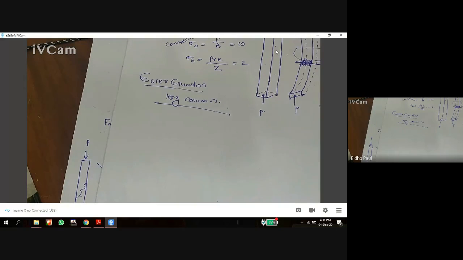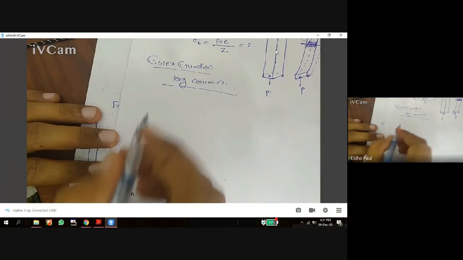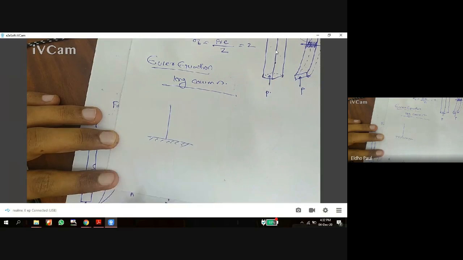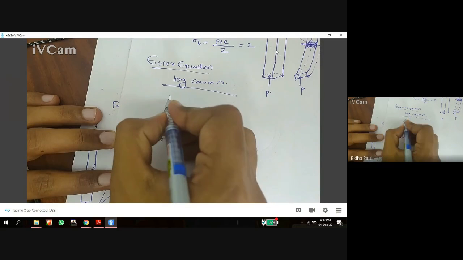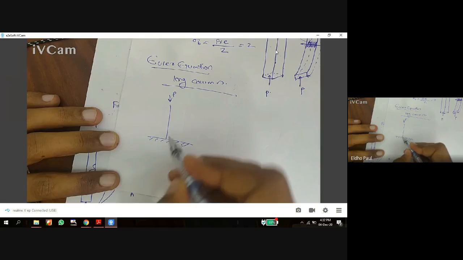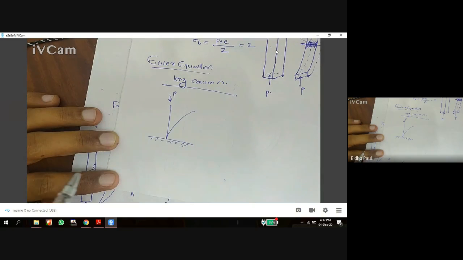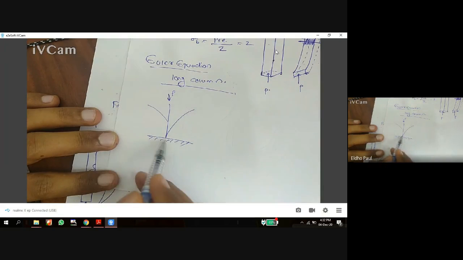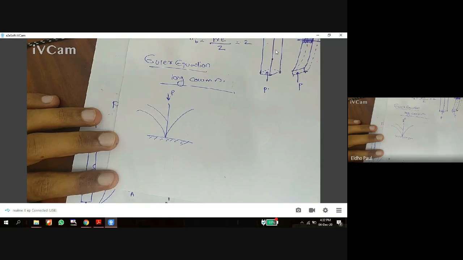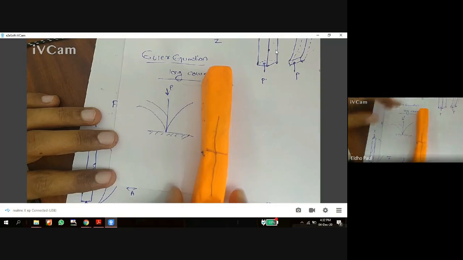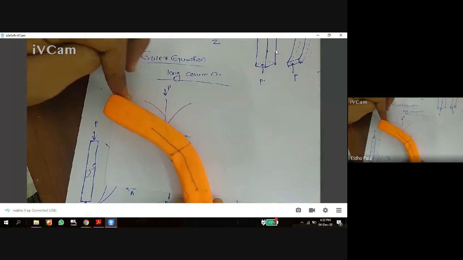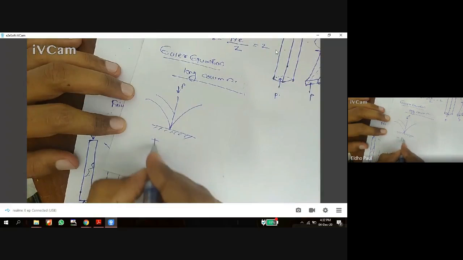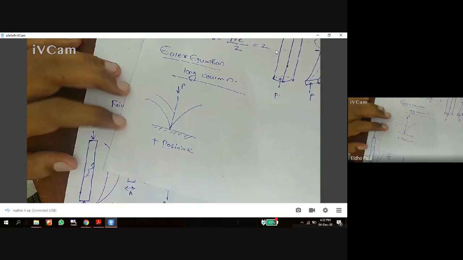And in the derivation of Euler's equation, we use two sign conventions. The first sign convention is this one. Initially, this is the condition of a column. Okay, when I apply load P on this column, if the column starts to buckle like this, similarly in any direction, in this direction or in this direction, okay, so when I apply the load, it starts to buckle in this direction or in this direction. We take this as positive buckling.